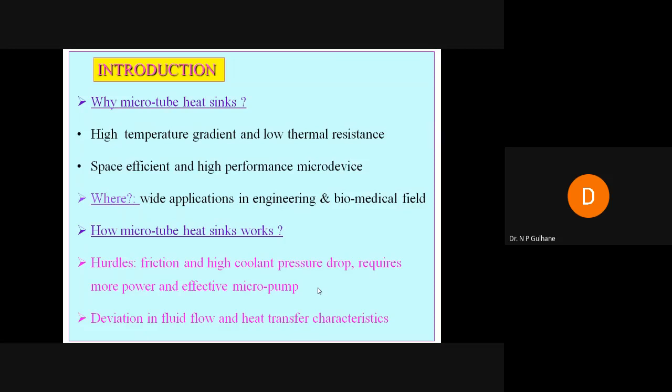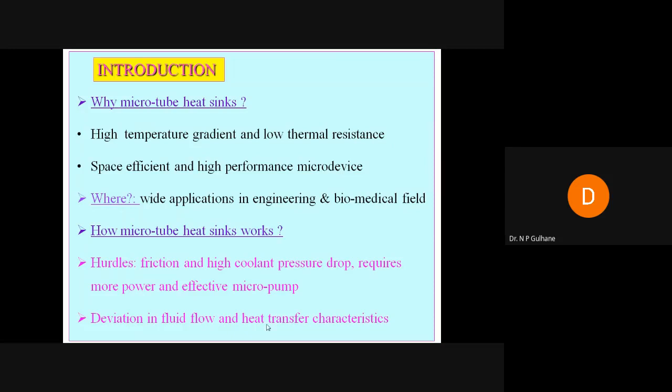It is not similar to the macro. Conventionally, if you see the fluid flowing through a big tube, a municipal pipeline, or your domestic basin, which is coming from the top tank to the bathroom or your wash basin, that is a normal fluid flow behavior. You need not worry about the scaling effect, the small effect.